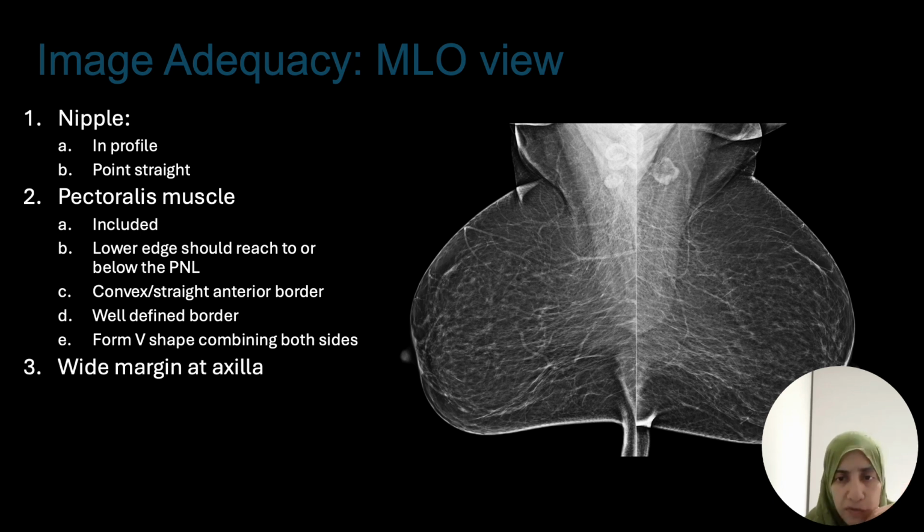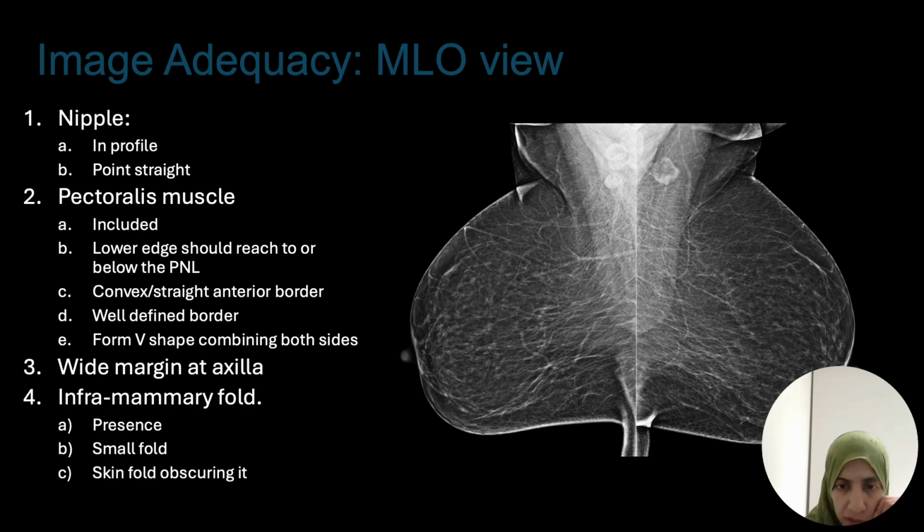And the margin of the axilla has to be wide to include the axillary lymph nodes. You need to include the inframammary fold, and it has to be open. So the way we look at it, is it present? If it's present, does it have a small fold, or is it widely open, or is there a skin fold obscuring it?